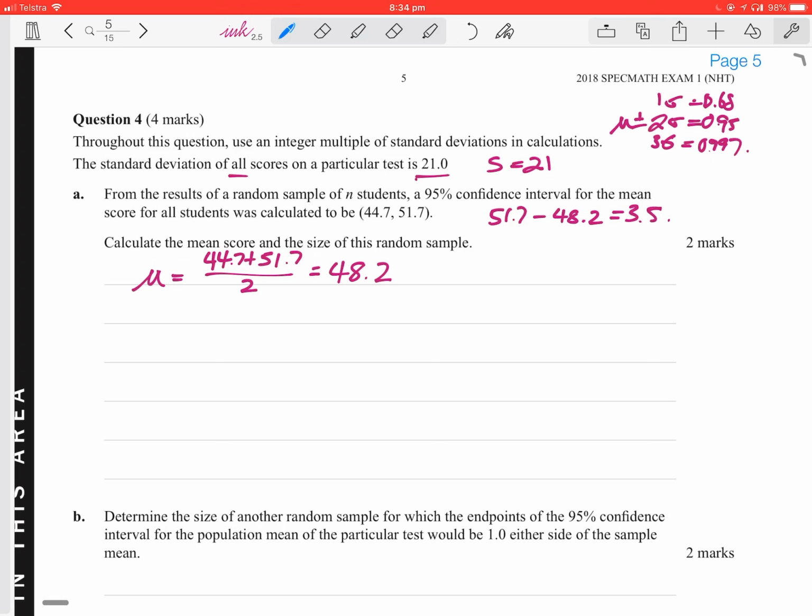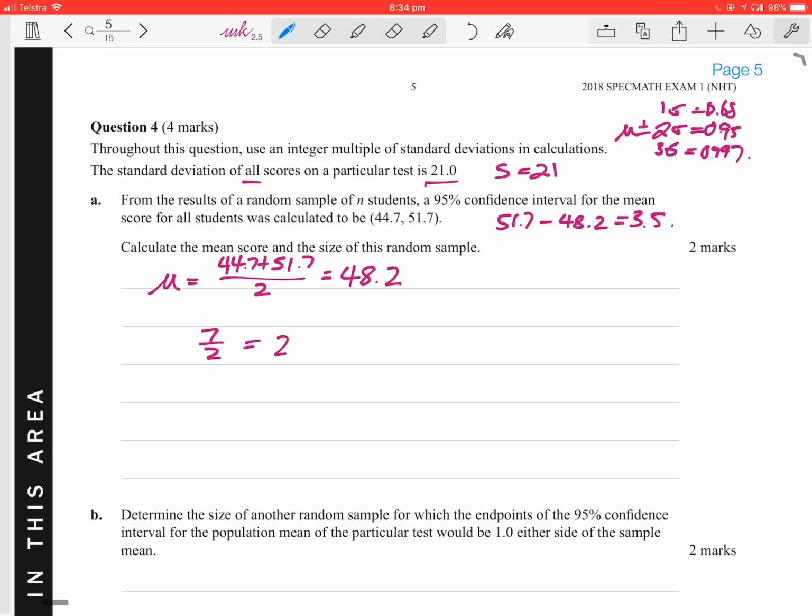Calculate the size of the sample. So we know our error, which is 3.5, or 7 on 2, is equal to z, which in this case is 2, because it's 2 standard deviations, times s, our standard deviation, 21, on root n. I think that's on your formula sheet. So we got 7 on 2 equals 42 on root n. So root n is equal to 42 divided by 7 times 2, which is 12. So n equals 144.